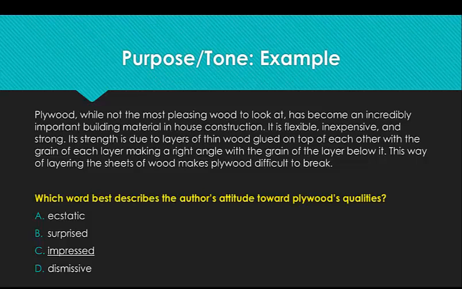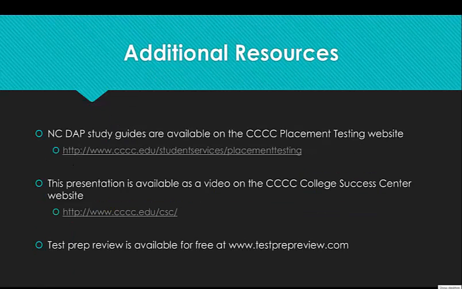Answer B is incorrect because although the author notes that plywood has become important despite not being aesthetically pleasing, there's no indication that the author is surprised by these qualities. Again, it's all about not adding or taking anything away. And finally, choice D is incorrect because the author certainly is not dismissive of the qualities of plywood. The author admires them. He doesn't dismiss them. He doesn't reject them. He brings them up. That's why being impressed is going to be the best option here.